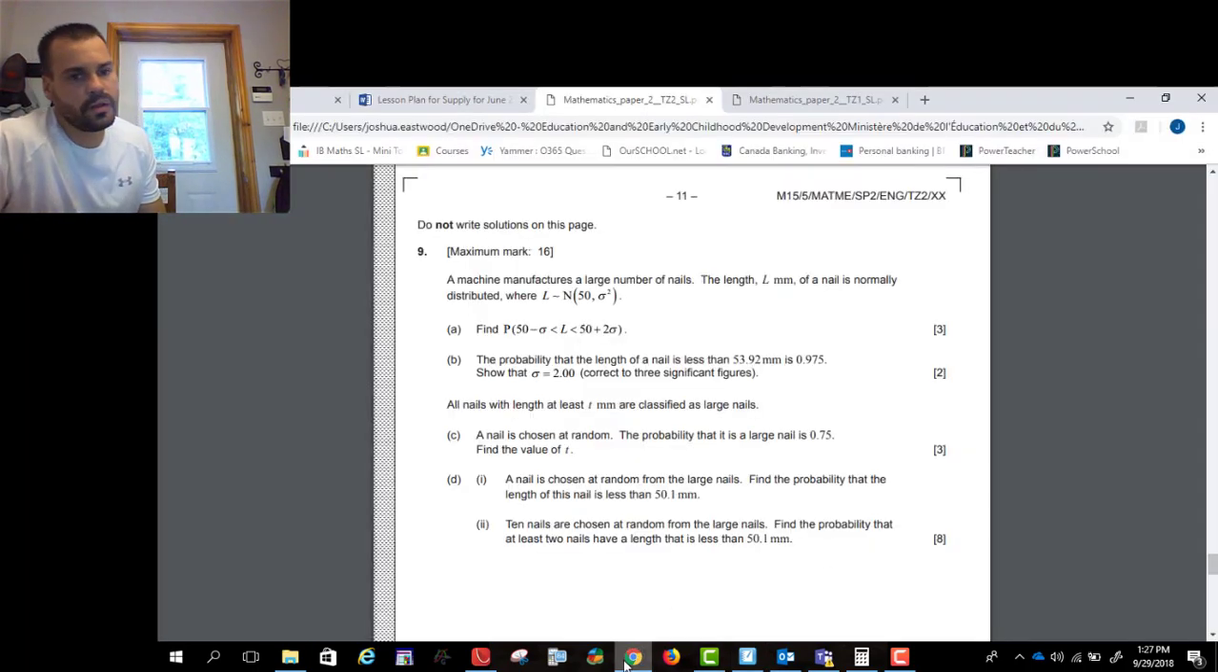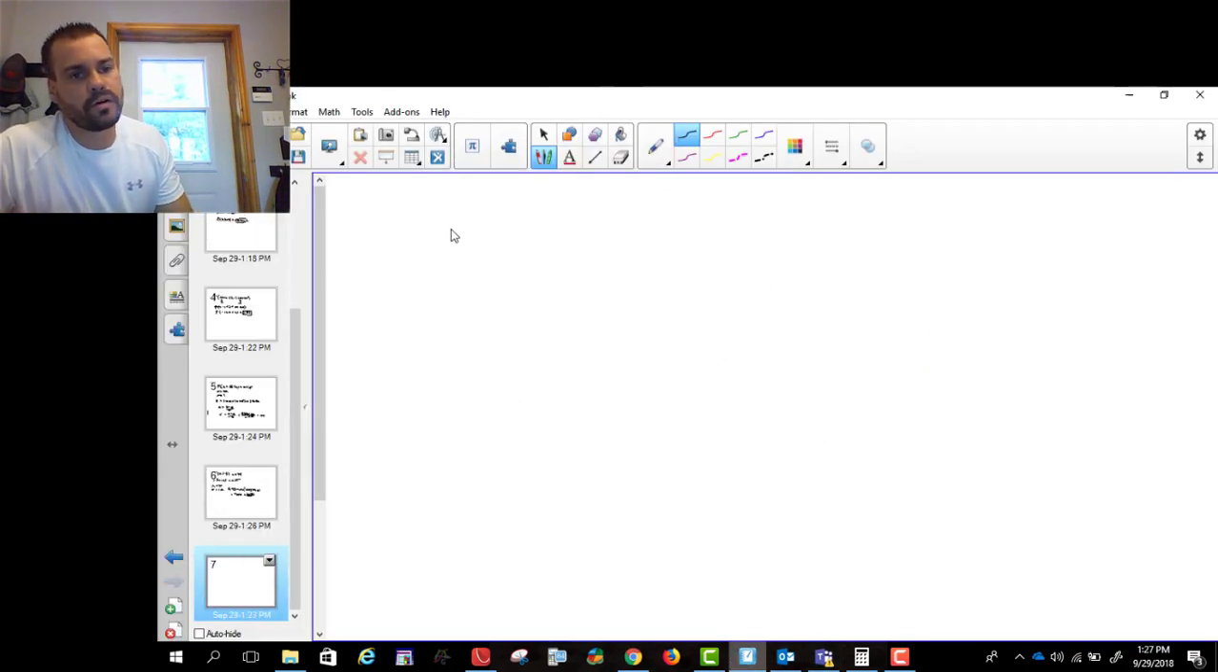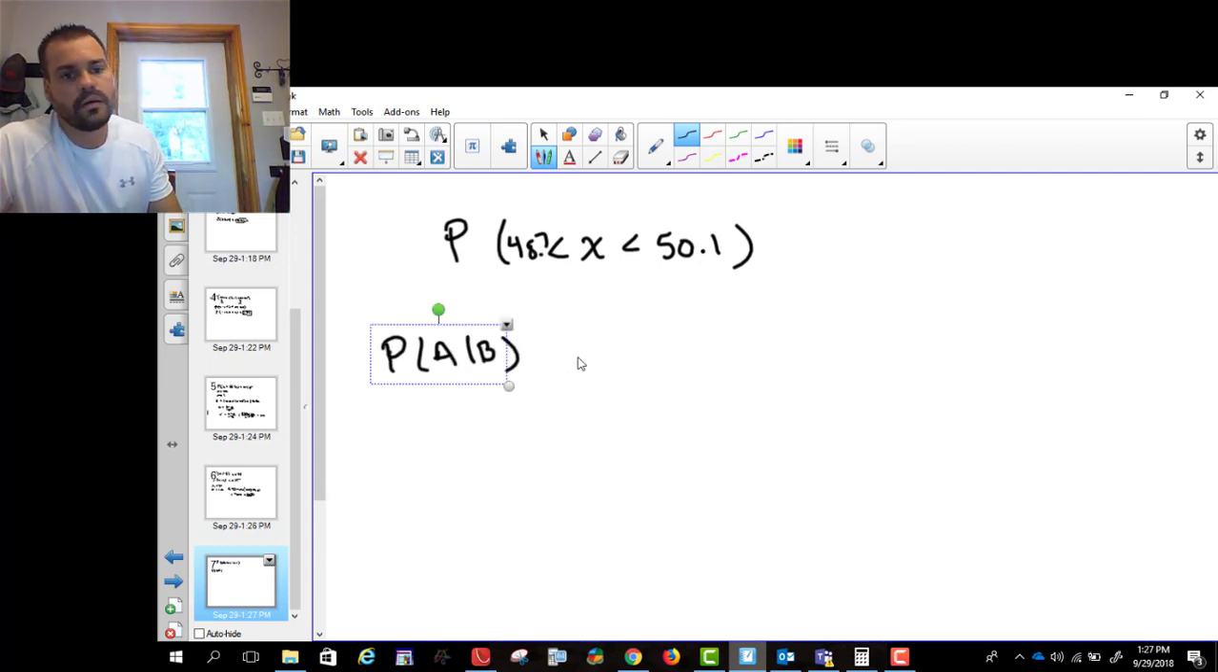Then it says, a nail is chosen at random from the large nails. Find the probability that the length of the nail is less than 50.1. So now we want the probability that X is less than 50.1, and it's given that it's also greater than 48.7. Okay, so we're talking about conditional probability. We're doing A given B, where A is less than 50.1 and B is greater than 48.7.